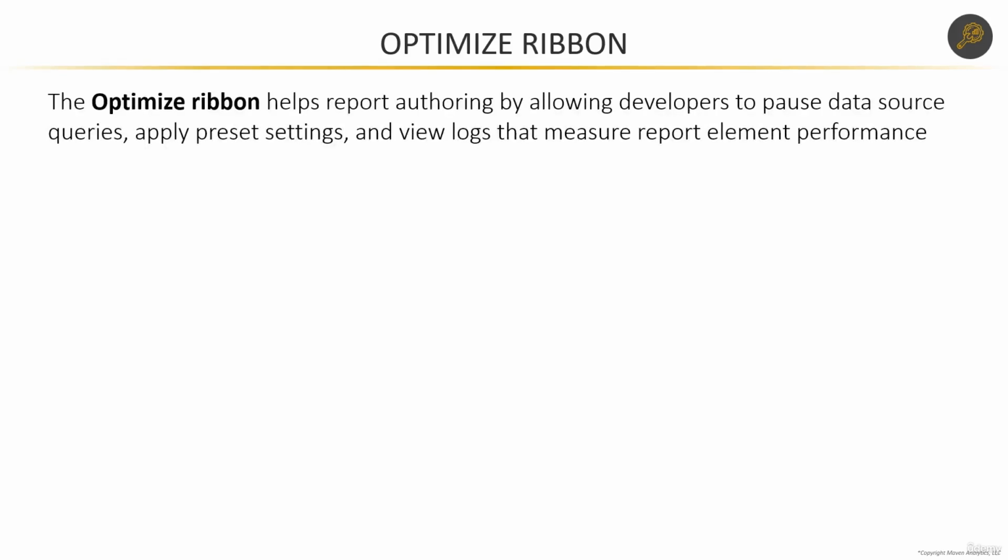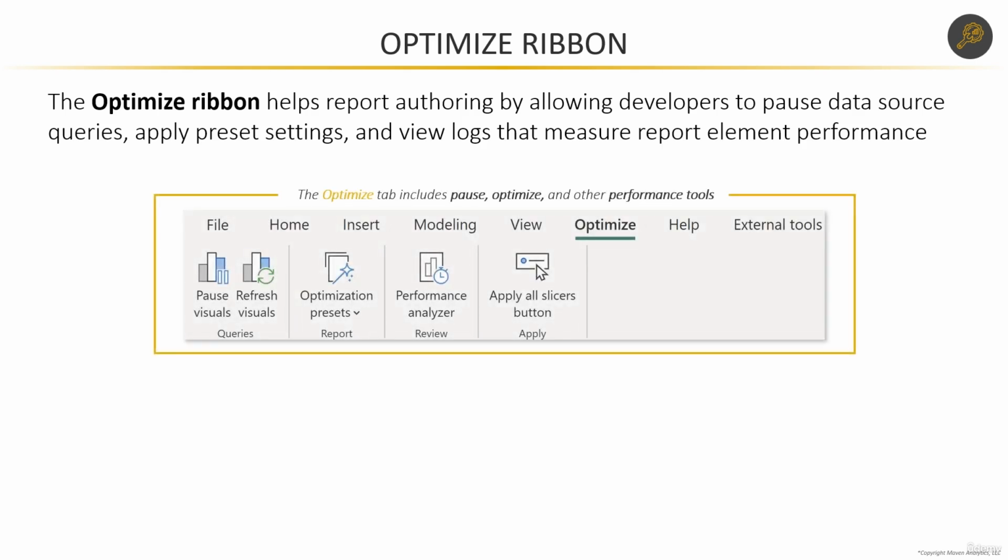The optimized ribbon in Power BI Desktop is set up to help report authors and developers more effectively build and create reports. Now, it's important to note that while the features included in this ribbon can be useful for all reports, they may be specifically useful for reports built using direct query data sources.